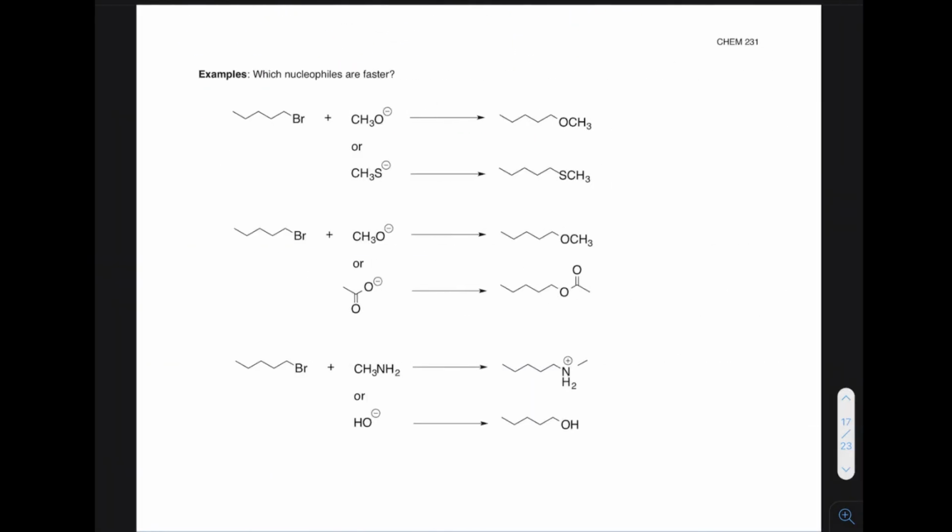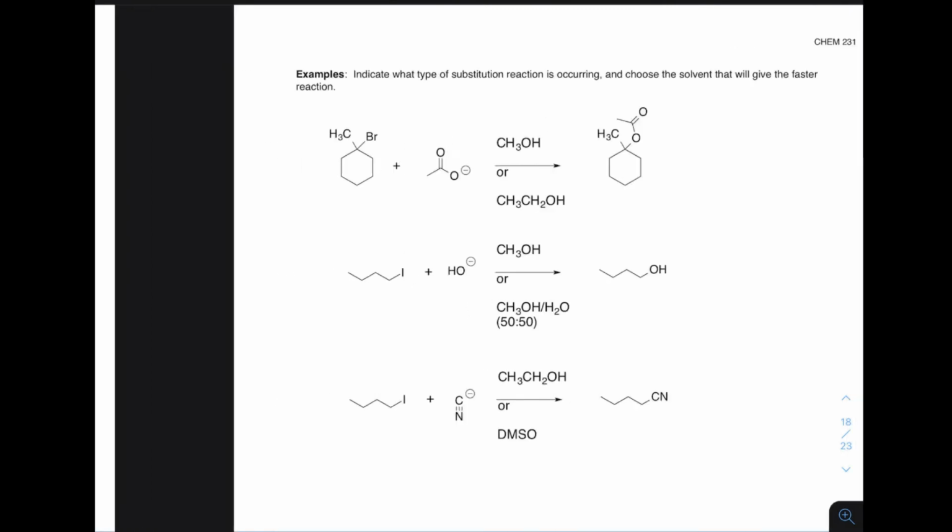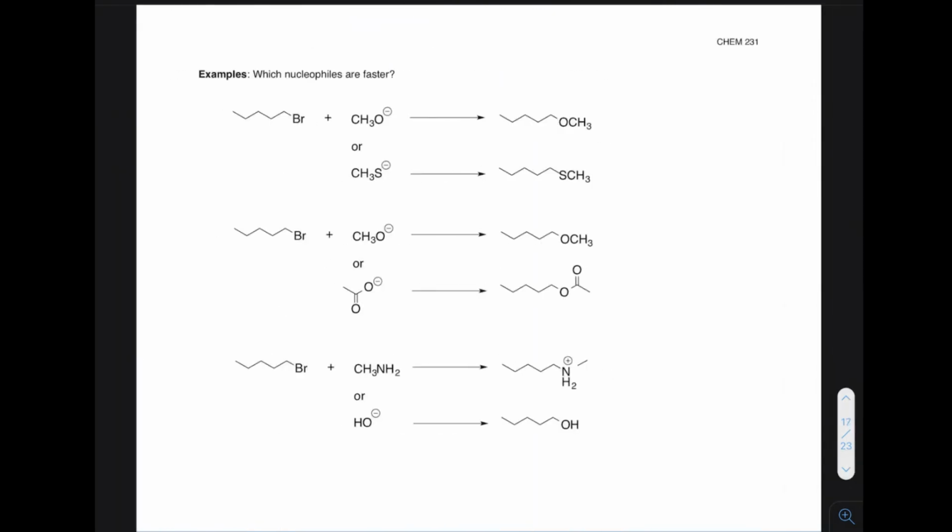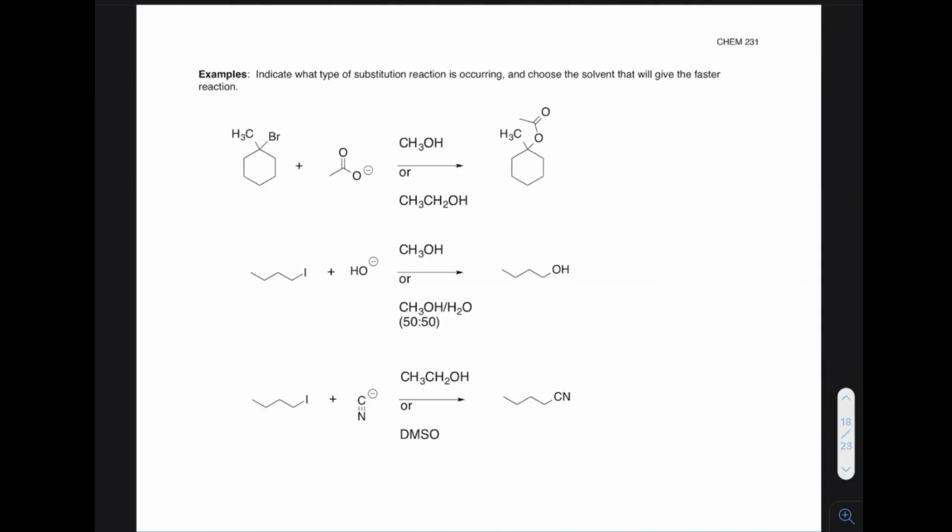So when we meet in lecture, we'll go ahead and go through these two different examples, one where we determine which nucleophile is faster, and then the other where we determine what type of substitution is occurring and which solvent would go best with it.